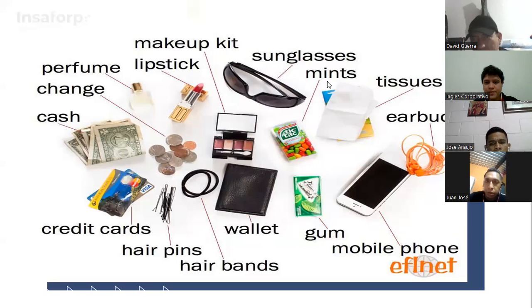Mints. Okay? Also, we have tissues. Repeat, tissues. Tissues, guys, son los trapitos, right? Son los trapitos que ocupamos para limpiarnos la cara, right? For clean our face. Tissues, okay. También tenemos gum. Repeat, guys, gum. Gum es el chicle, right? We have a mobile phone, so you know what is this? And we have earbuds. Earbuds, guys, are these things, right? Earbuds, los audífonos. So, perfect, guys.